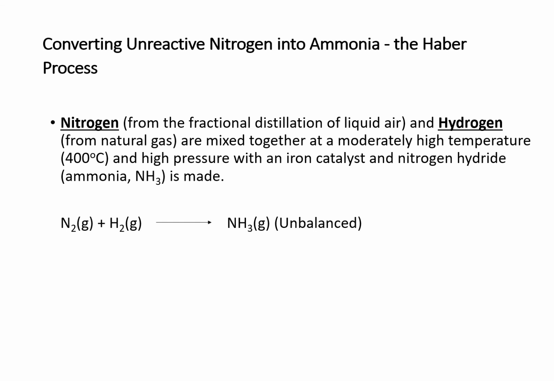So as we said, the Haber process is a process for making ammonia. It takes nitrogen from the air, hydrogen from natural gas, mixes these two together at moderately high temperatures, high pressure, uses an iron catalyst, and produces ammonia.